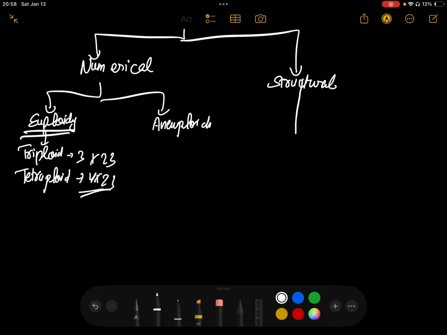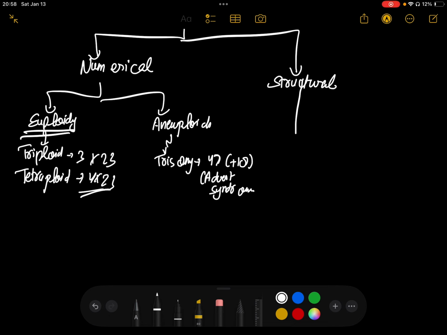In that case it is called trisomy. If the total number has become 47, we write it like plus 18. This is Edward syndrome. Second case is monosomy. This is trisomy.